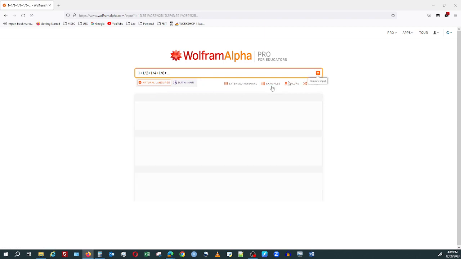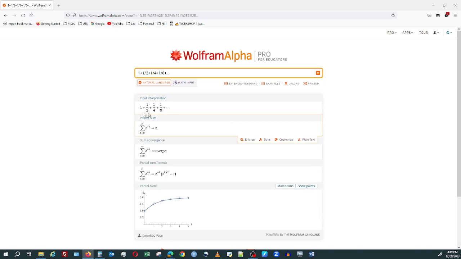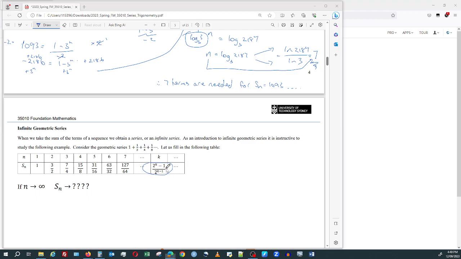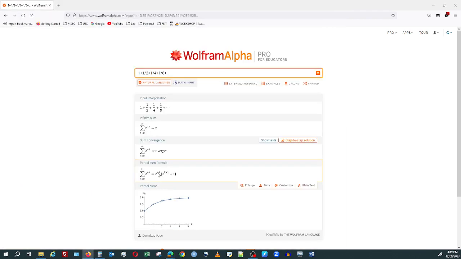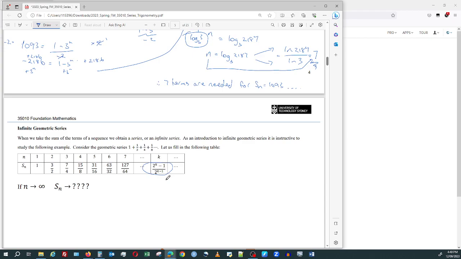Okay, just checking out the values. 1 over 2, 2 over 4, 1 over 4, 1 over 8. Okay. So it converges to 2. We did that earlier. But look at this, a partial sum formula. Very good. 2 to the minus k means it goes underneath. So we've been able to establish a partial sum formula. There you go. That's the one that goes underneath.